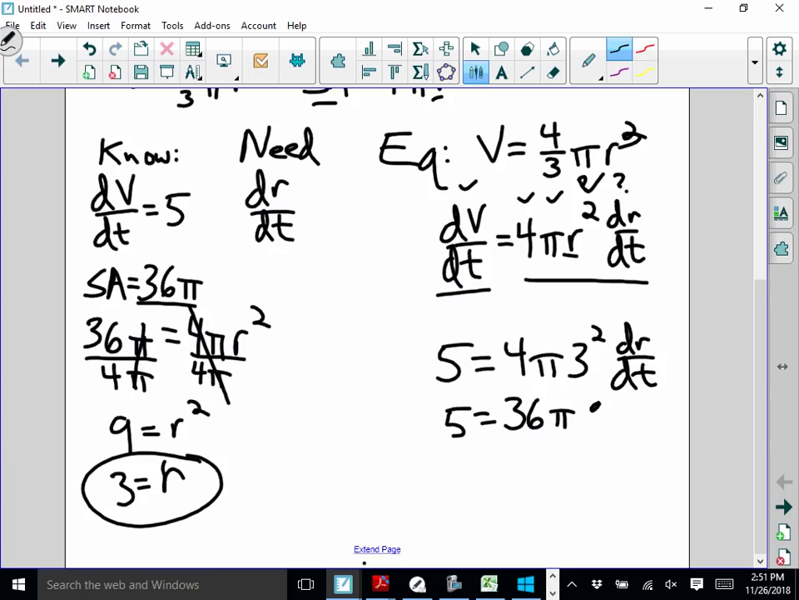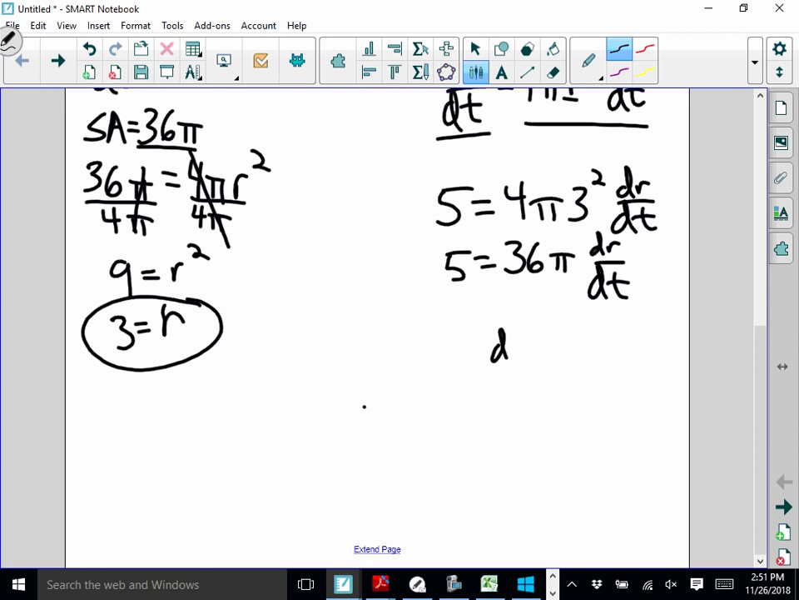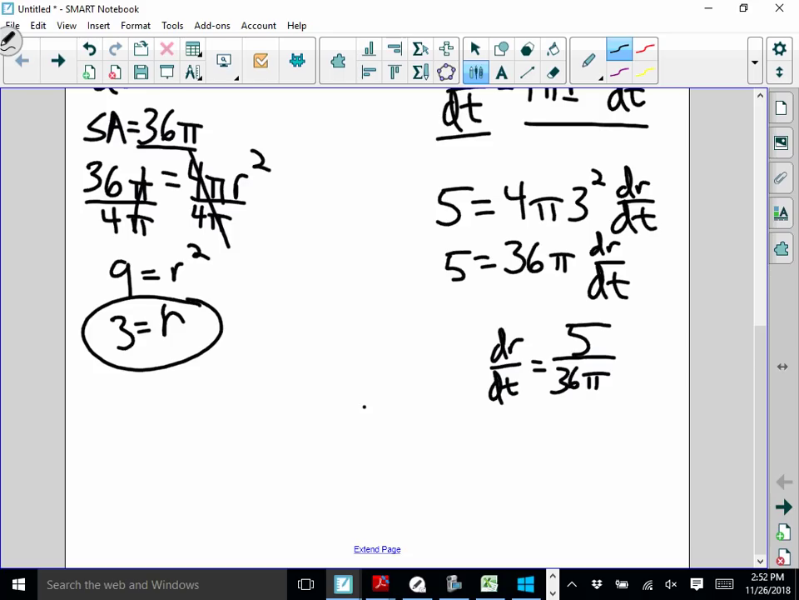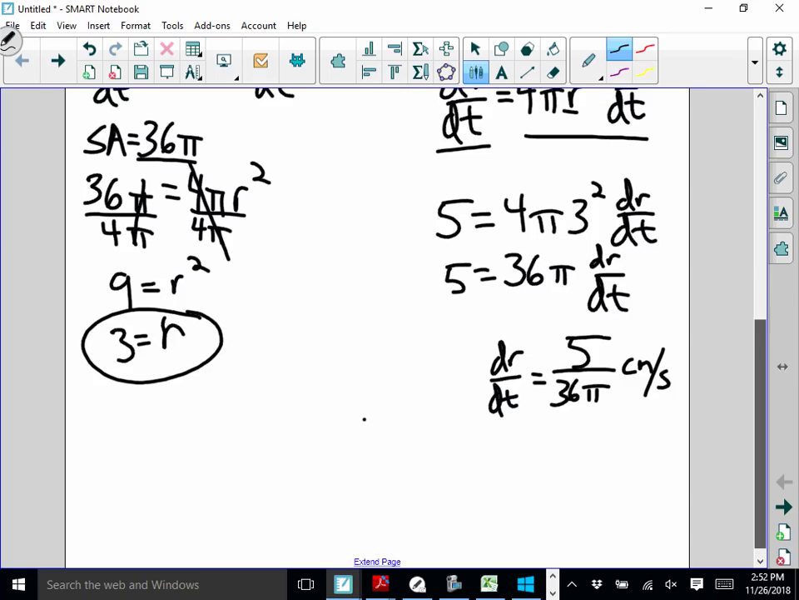Now I want to solve for dr/dt, so I need to divide both sides by 36 pi. So I get dr/dt equals 5 over 36 pi. When you write this, make sure that pi is very clearly in the denominator. You can't have 5 over 36 and then write the pi out front. And the pi definitely can't be on top, right? The pi has to be on the bottom. Units now, my radius unit is a linear unit. I think I was using centimeters, yep. So I'm going to say 5 over 36 pi centimeters. It's a rate per second. And that's my answer. Okay.